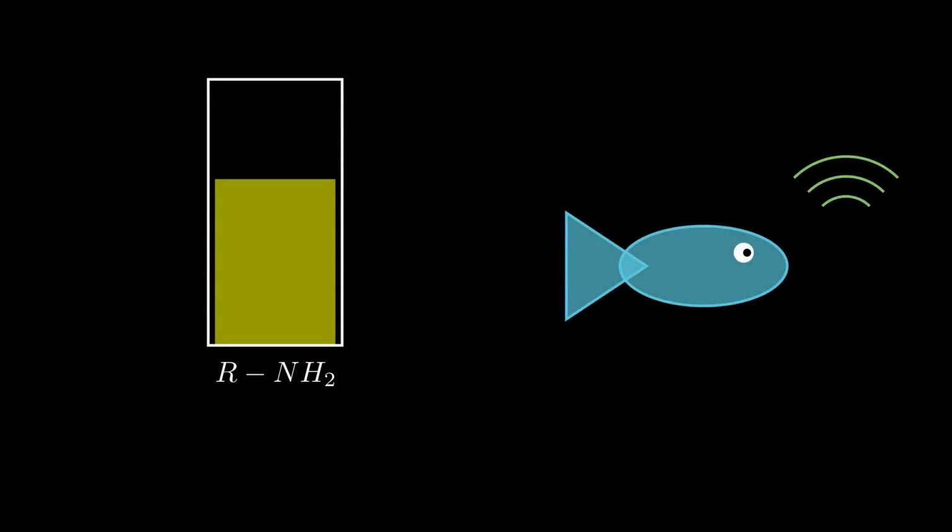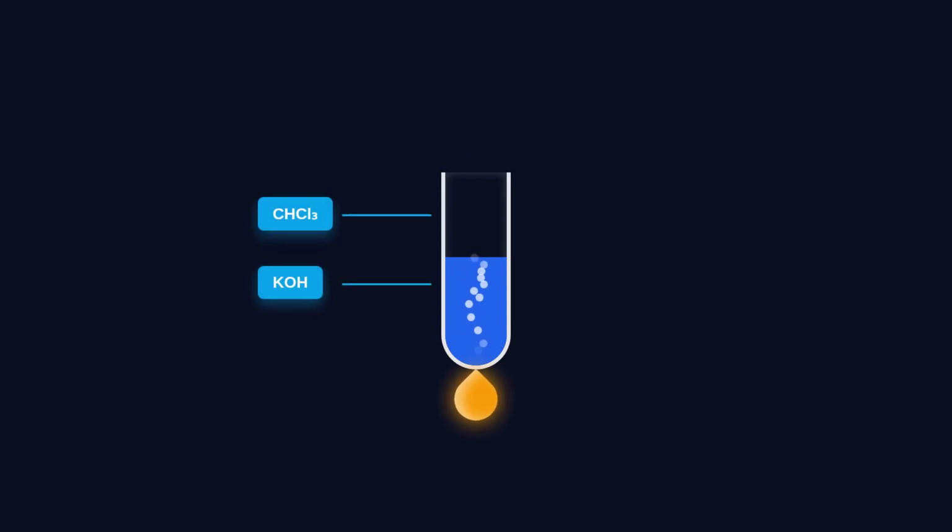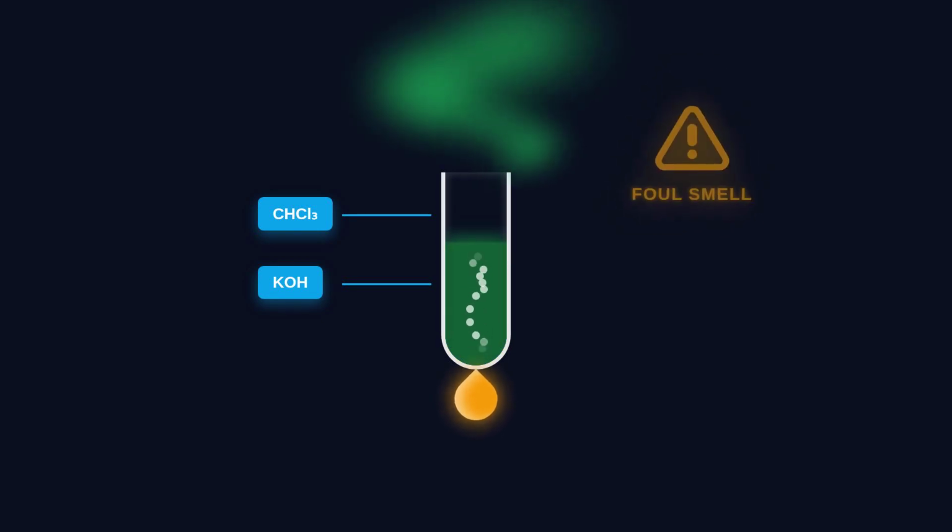Finally, we have the amines, the nitrogen-containing compounds. These often announce themselves with a fishy, unpleasant odor. To confirm their identity, we perform the carbylamine test. When heated with chloroform and potassium hydroxide, a primary amine will produce a smell so foul and pungent it's unmistakable. It's nature's way of saying, yes, there's nitrogen here.